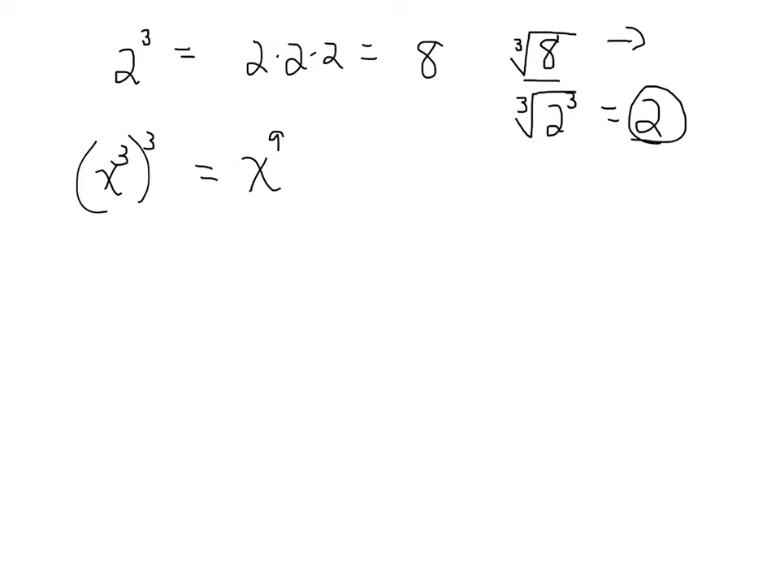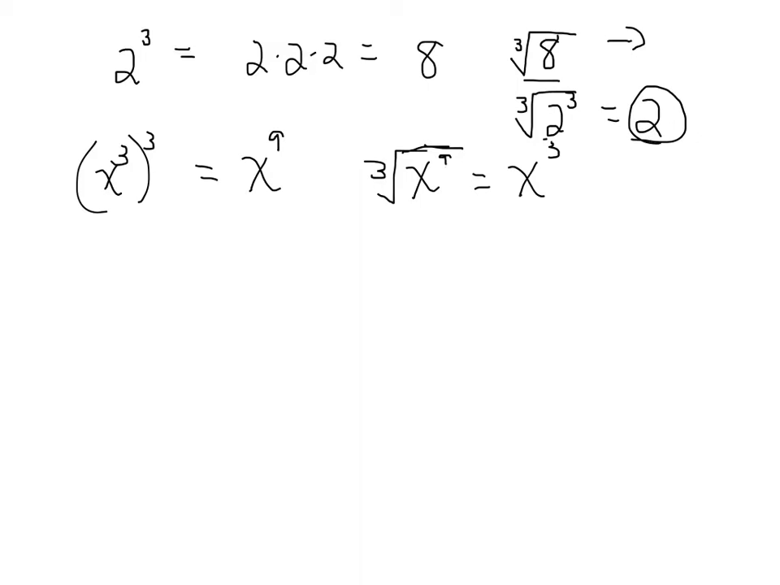So by following that logic, I know that the third root of x to the ninth power is x to the third. It's just like what we did with squares. X to the third power is x to the ninth. That means the cube root of x to the ninth is x to the third.